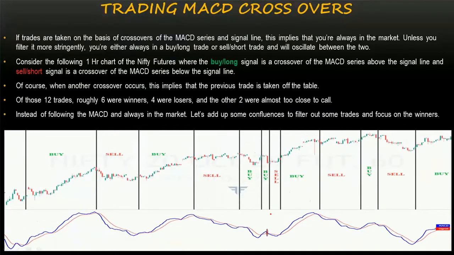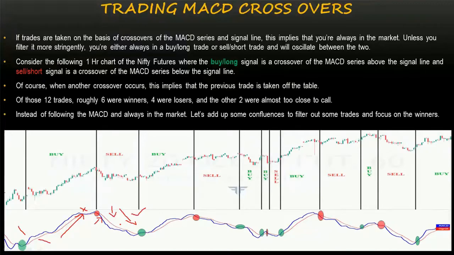Consider the following 1 hour chart of the Nifty futures, where the buy signal is a crossover of the MACD line above the signal line, and the signal for short trades is the crossover of the MACD series below the signal line. Of course, when another crossover occurs, this simply implies that the previous trade which was taken should be off the table.